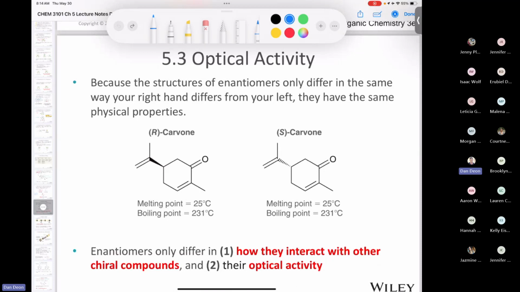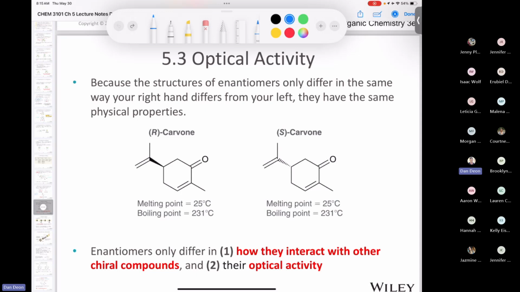Because when we're talking about things like melting points and boiling points, where do they come from, right? They come from intermolecular forces between molecules. And if you think about the way molecules pack together, just like chairs can stack together, if I have enantiomers, meaning this molecule R carvone and S carvone, remember these are enantiomers because there's one stereocenter, and you can see that the wedge in R carvone is flipped to a dash in S carvone. Enantiomers have the exact same melting points and the exact same boiling points.